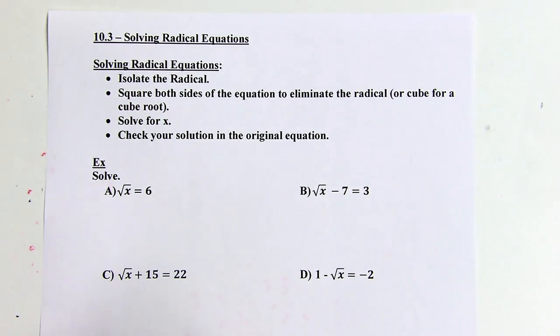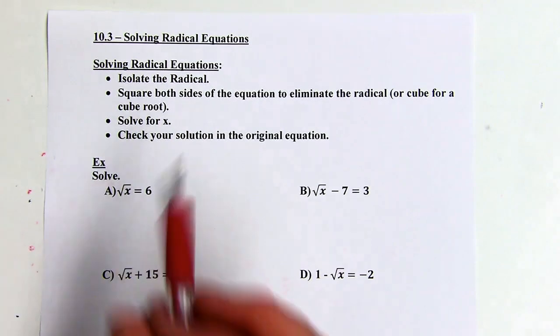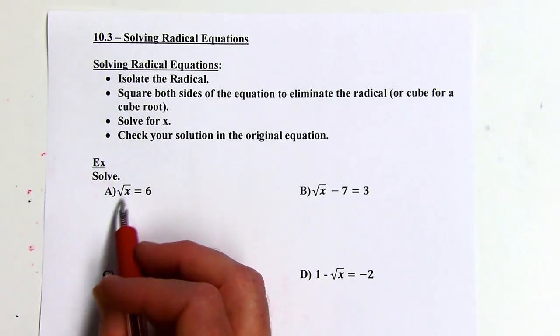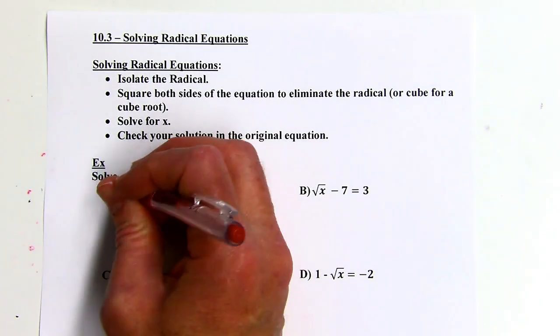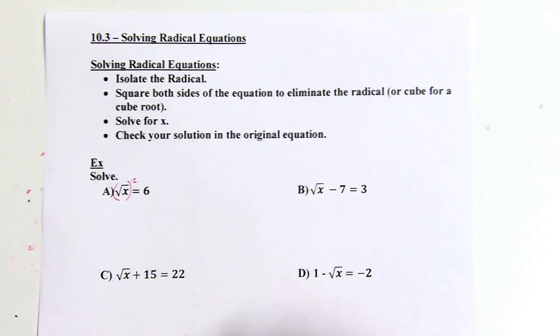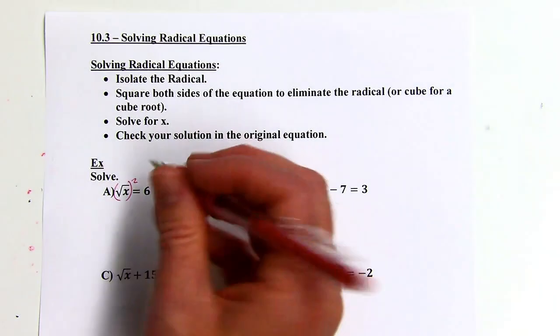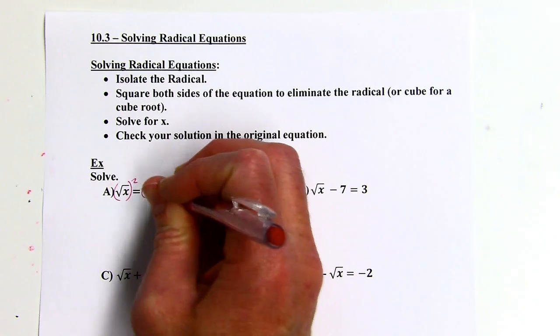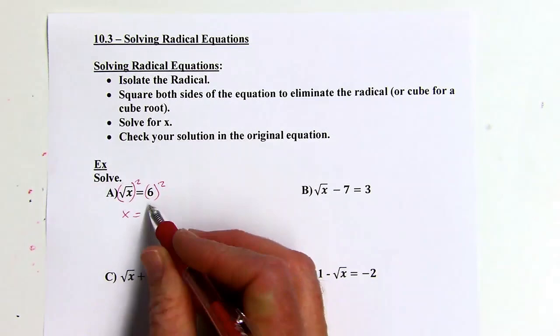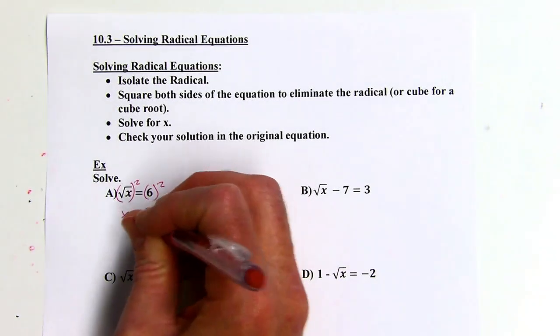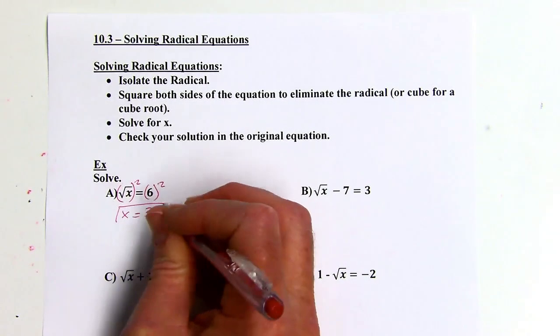Okay. Once you have the radical isolated, then you'd want to square both sides of the equation. Because I want to know what x equals, not what the square root of x equals. So the way I can get rid of that square root is by squaring. Those undo each other. But then I've got to do the same thing to the other side of the equation. So now I have x equals, and then 6 squared is 36, and there is my solution.